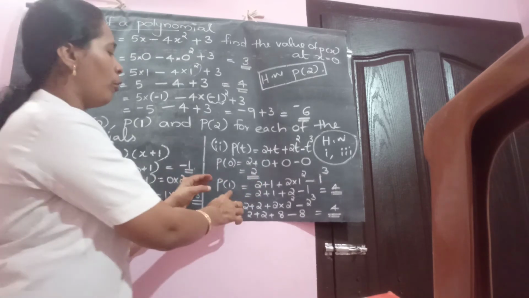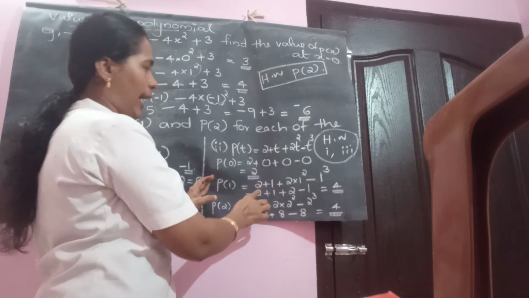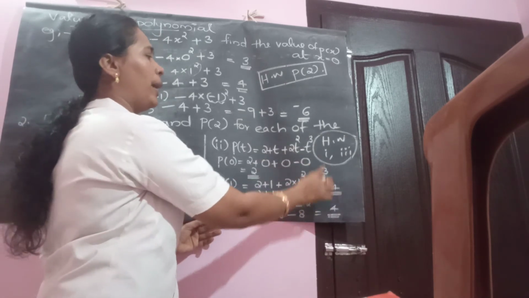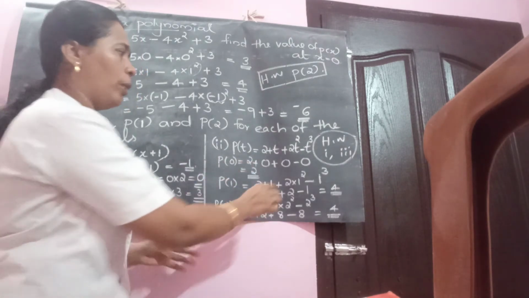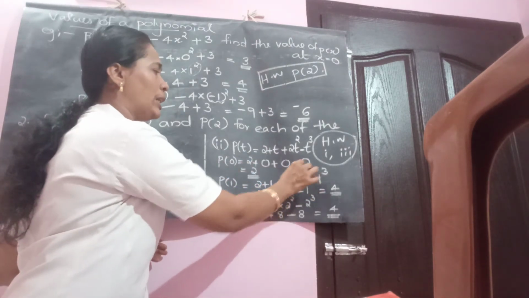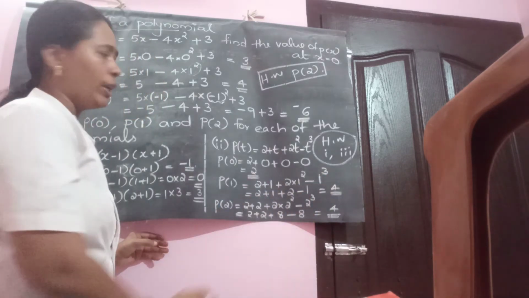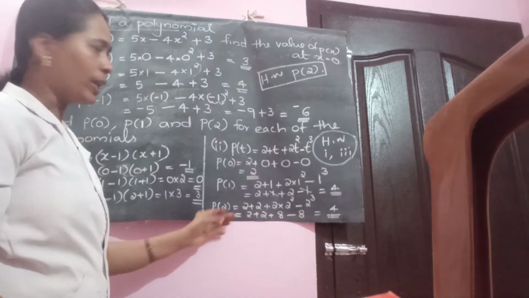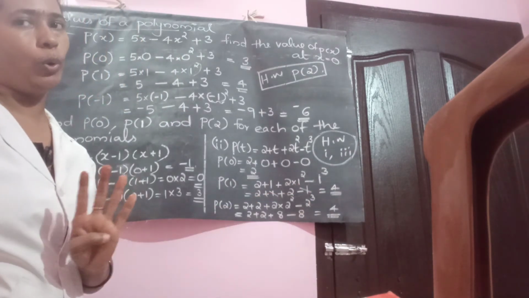Okay. Then P of 1. P of 1 means substitute the value 1 one by one. We have 2 plus 1, 2 into 1 square, minus 1 cube. So 2 plus 1 has no change, bring it down. But here 2 into 1 square is 2. Minus 1 cube is minus 1. Here minus 1 and plus 1 will get cancelled. The remaining terms are 2 plus 2 equal to 4.